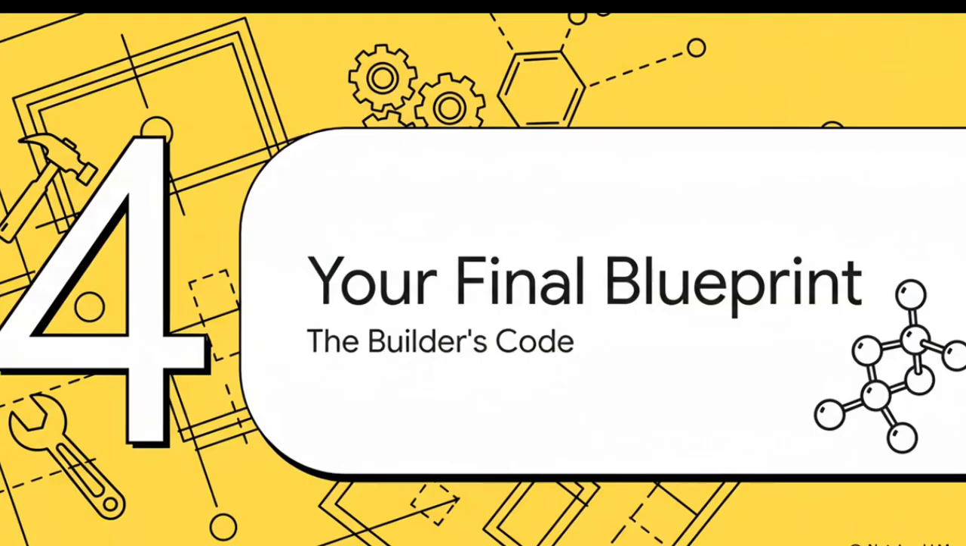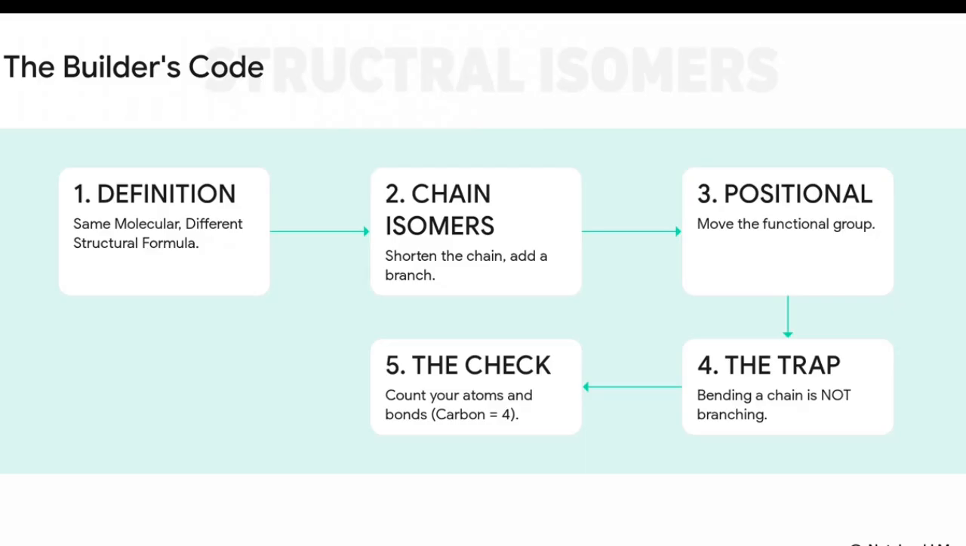All right, let's put this all together. Here is your final blueprint, your builder's code for tackling any isomer problem that comes your way on the exam. Here's your 5-step checklist. 1, nail the definition. Same parts, different build. 2, for chain isomers, you're rebuilding the skeleton. Shorten the chain and add a branch.